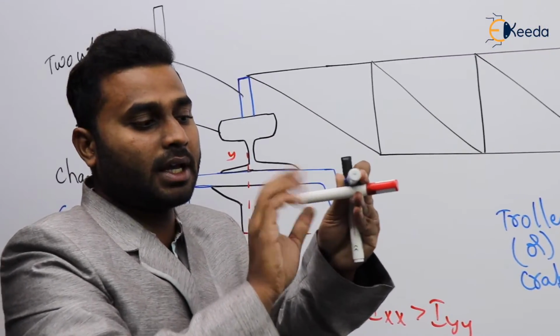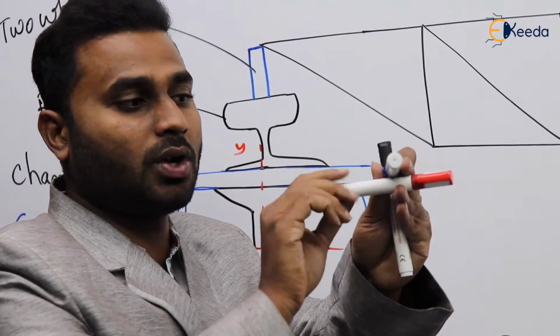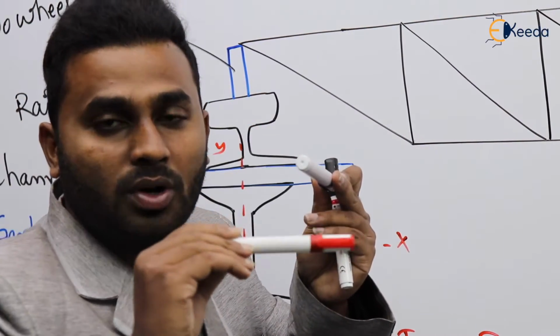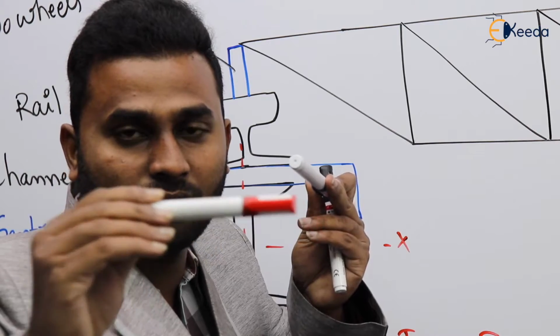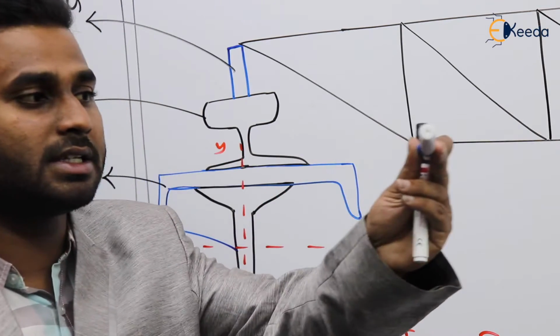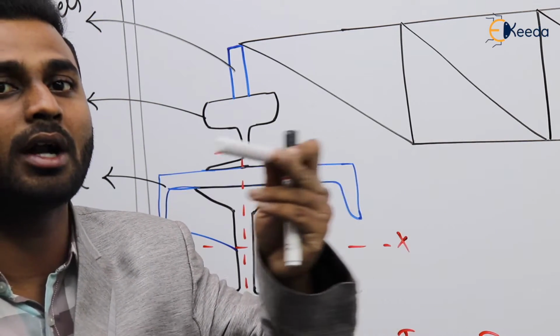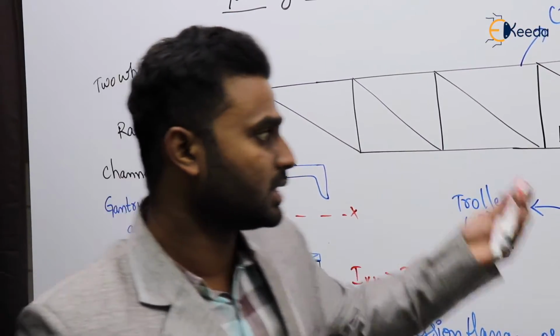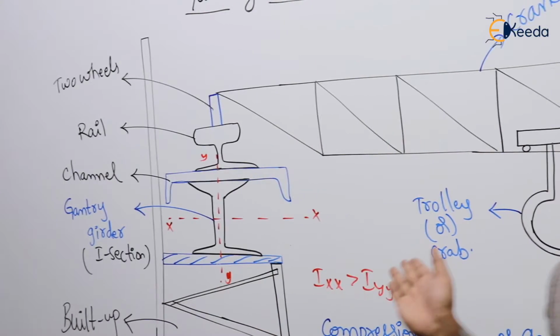If you observe, the trolley will move in this direction. It means here the I section is there. So the trolley will move in this direction and the truss will move in this direction, which means perpendicular to the board. This is the direction of the movement of the truss, and this is the direction of the movement of the crab or trolley. So first take the diagram clearly. Later we'll see some provisions regarding this.